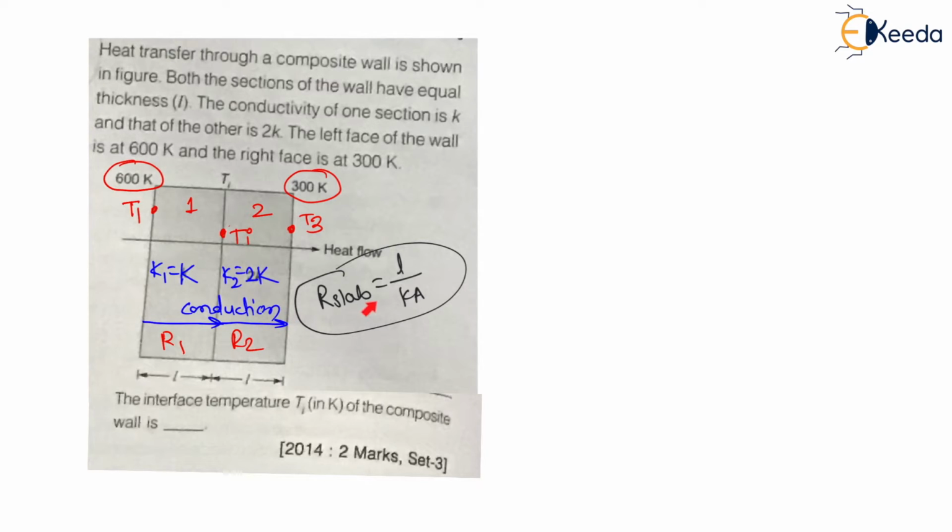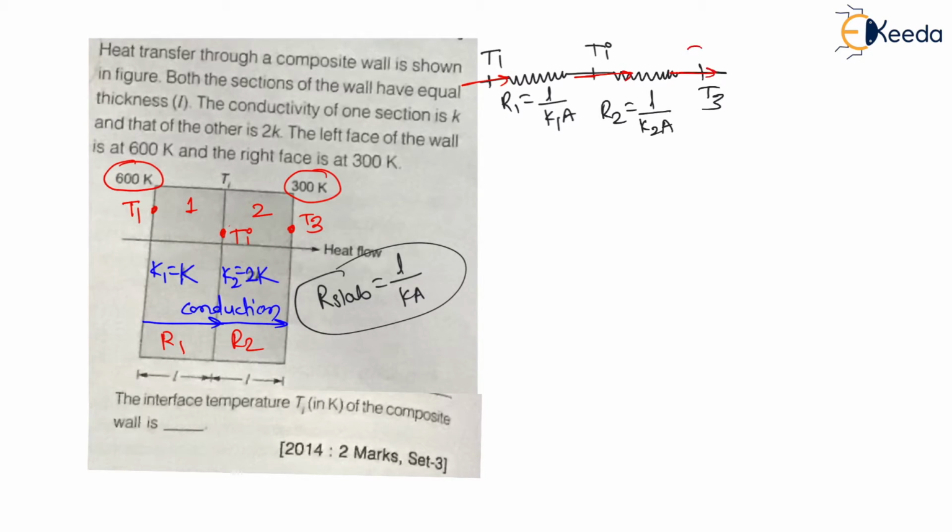If I draw the equivalent circuit, between temperature T1 and Ti, the intermediate temperature, there will be a resistance R1, which will be equal to L divided by K1A. And between temperature Ti and T3 there will be a resistance R2, which will be equal to L divided by K2A. Through this slab the heat is flowing; this should be the direction of heat flow Q. And this Q we can calculate, we have derived this formula.